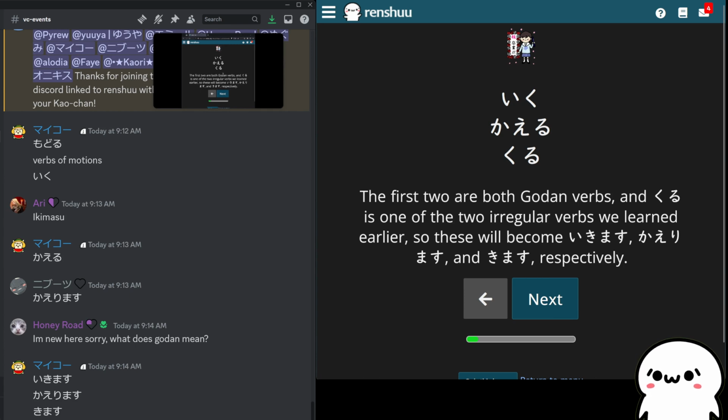So we have ikimasu, we have kaerimasu, and then kuru is, if you recall from our other conjugation lessons, one of the two special verbs. So kuru becomes kimasu.